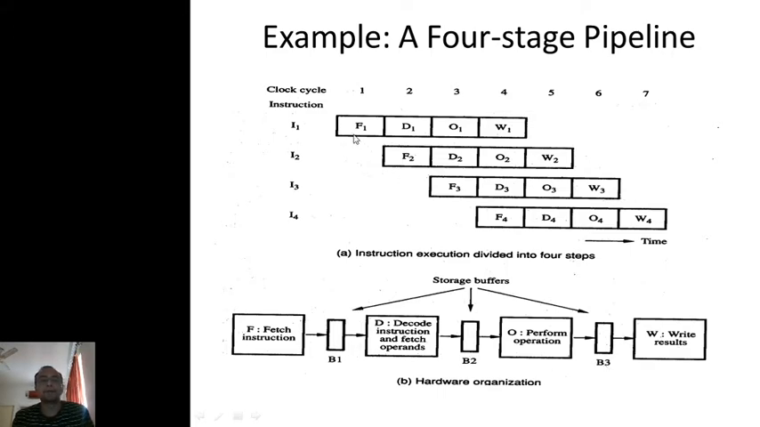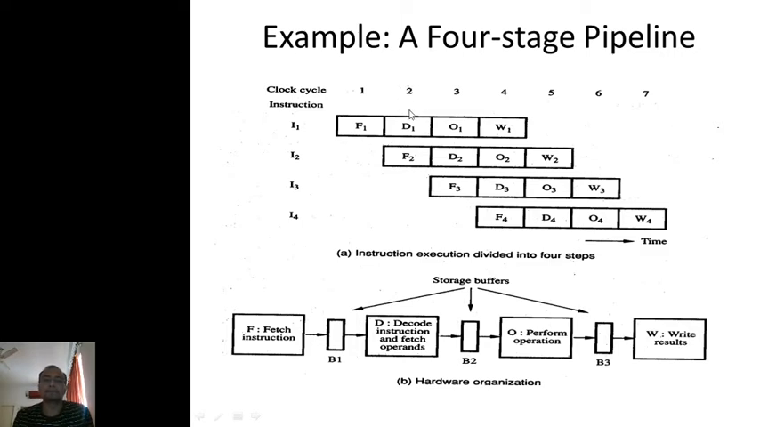Now we understand how this pipeline allows parallel execution of instructions. If instruction I1 is fetched at the first clock cycle, then the other stages, D, O and W, are right now idle.